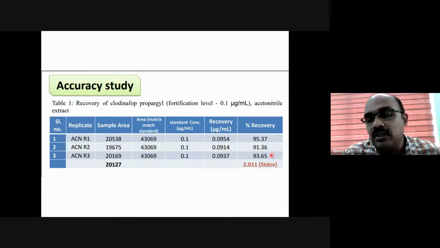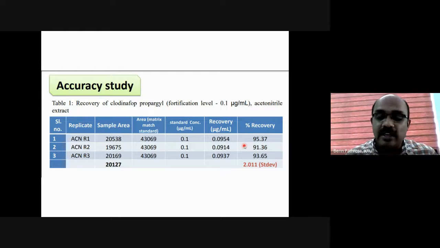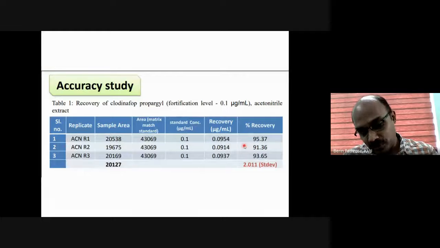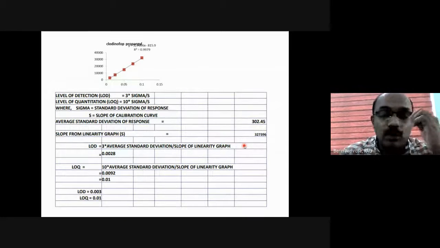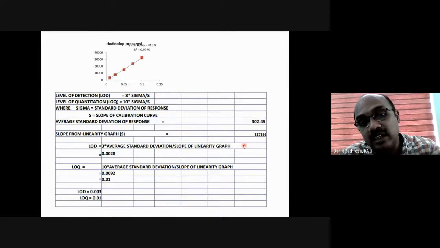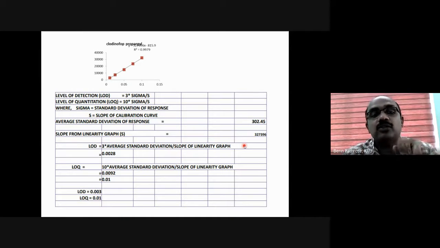In all the 3 replicates, we got more than 90% recovery. The criteria is that recovery should lie within 70 and 120%. So this is also passed. Then we go for calculation of limit of detection and limit of quantification.